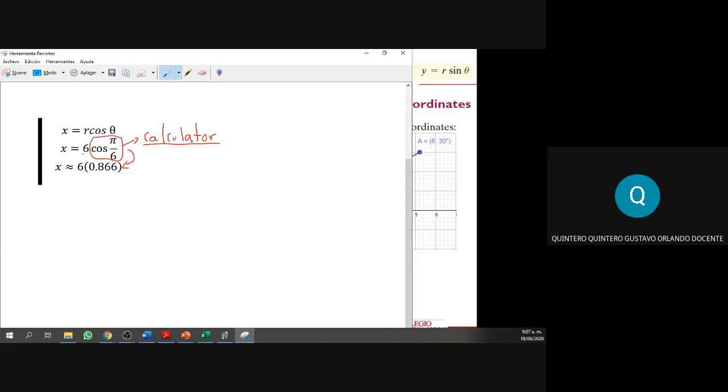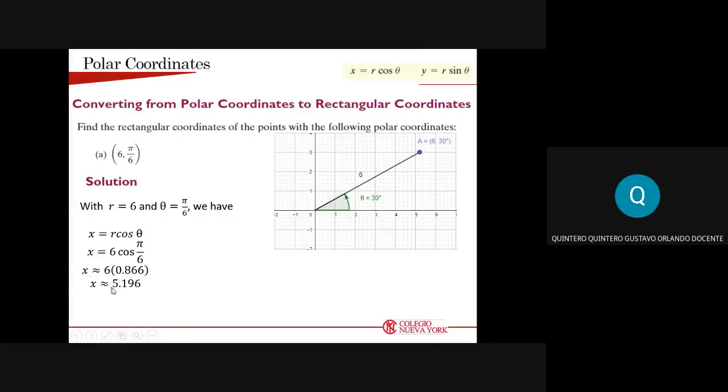Now, this 6 that we have here, let me do it with another color. This 6 is multiplying the cosine because that 6 is the r. And r was multiplying the cosine. So we leave it there multiplying. The result at the end will be 6 times 0.866. That is the process right there. From here, just put it in the calculator again, and the result will be 5.196.